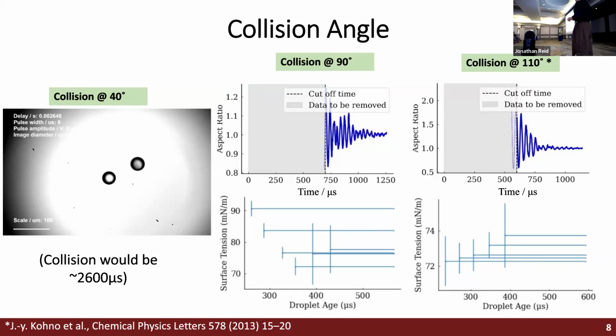Then I tried a 90-degree and 110, and 110 gave me the best results. So that is the angle that I will use for the rest of the experiments.